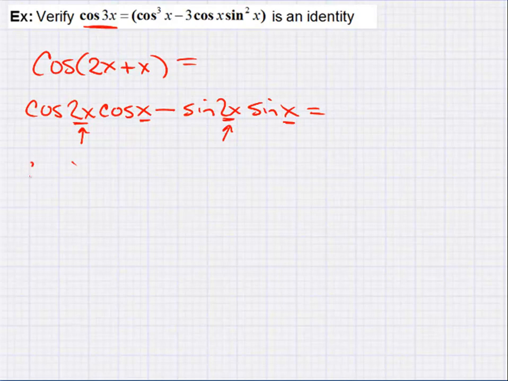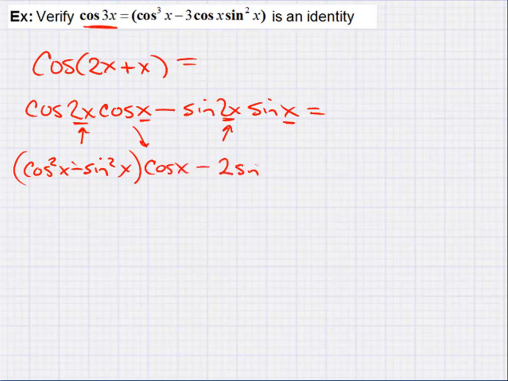For cosine, it's cosine squared x minus sine squared x. That's the double angle identity for cosine. That still has to be multiplied by cosine x. Minus the double angle identity for sine, which is 2 times sine x cosine x, and that still has to be multiplied by the sine x.